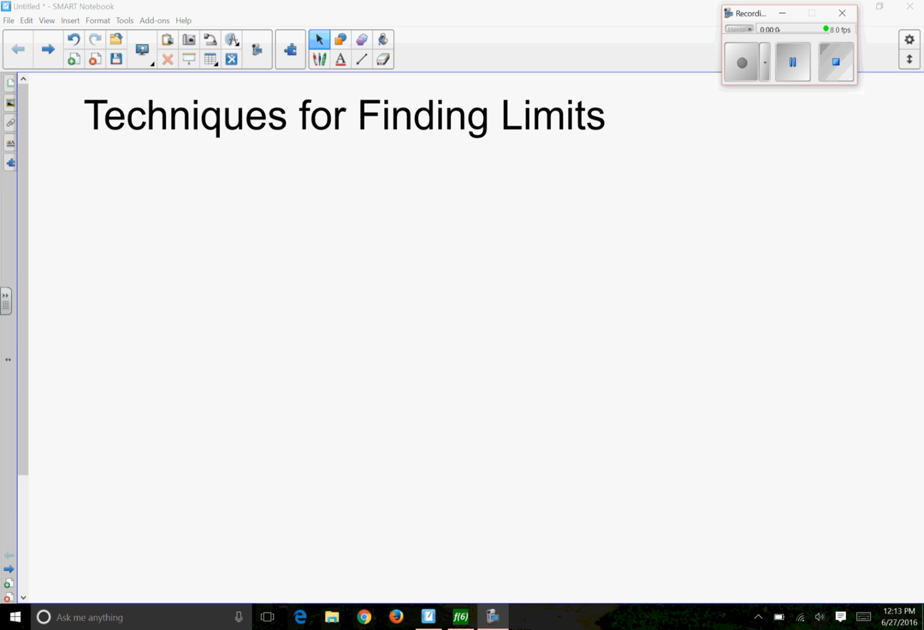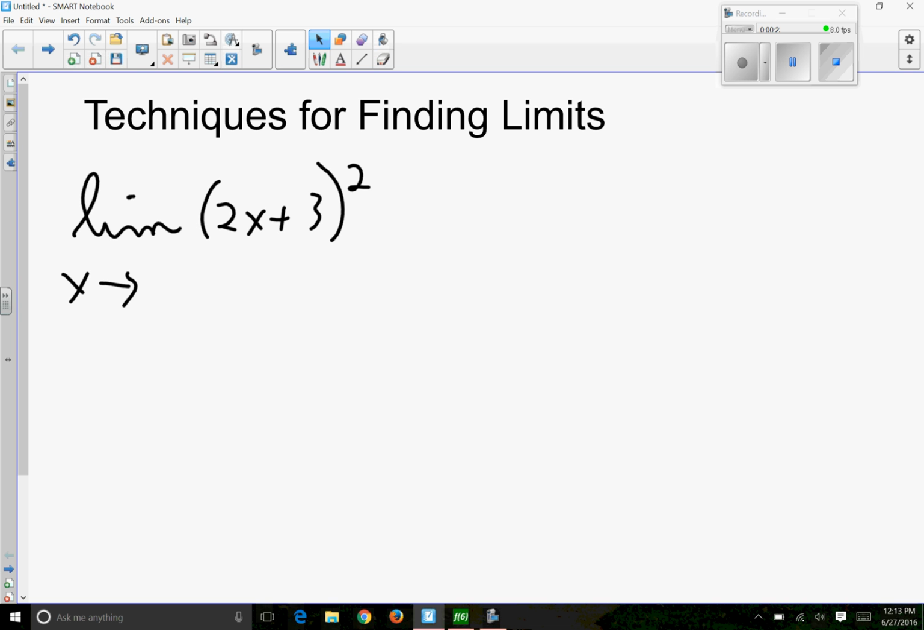Techniques for finding limits. We're going to demonstrate many examples, starting with the limit of (2x + 3) squared as x approaches 1.